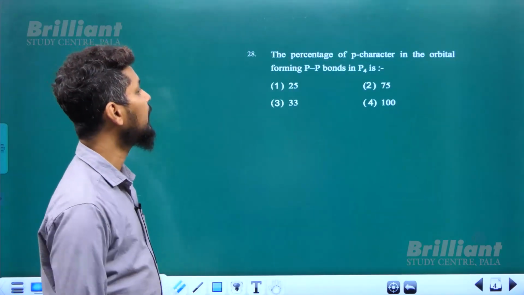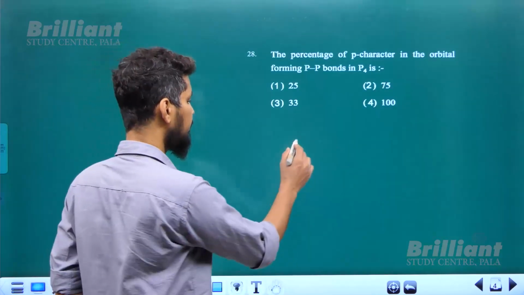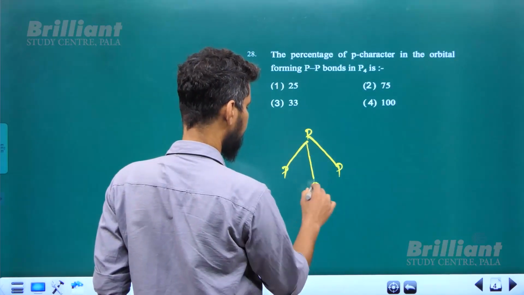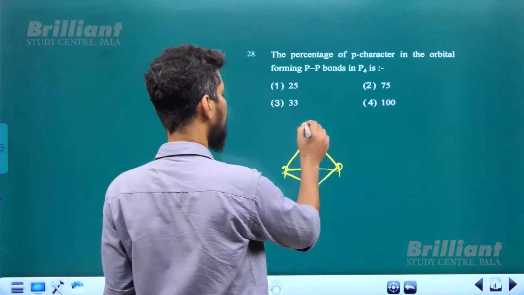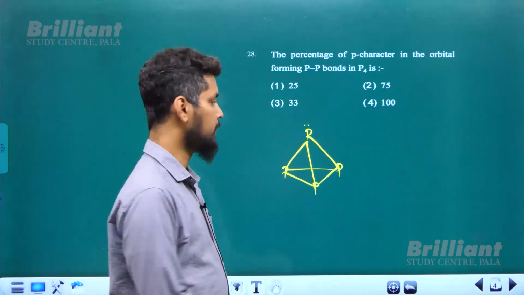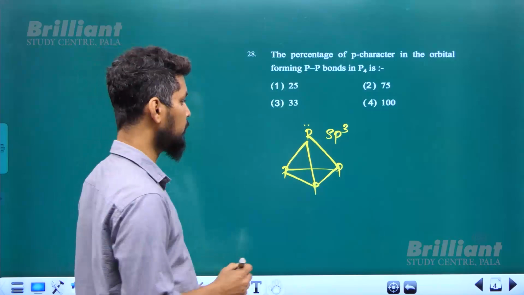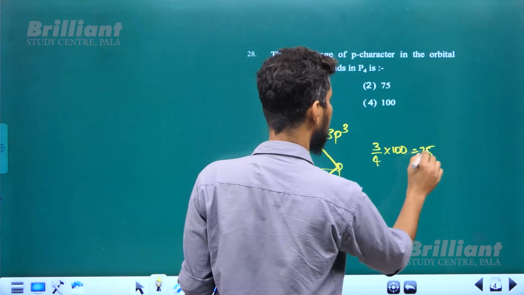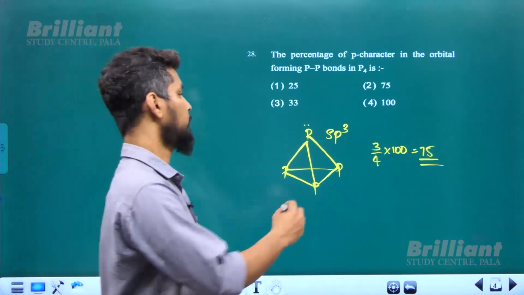Next, the percentage of p character in the orbital forming P-P bonds in P4. So P4 is basically phosphorus, with each phosphorus forming 3 bonds and one lone pair also. So the hybridization of each phosphorus is sp3. The percentage of p character will be 3/4 into 100, so that will be 75. So the correct answer is option 2.